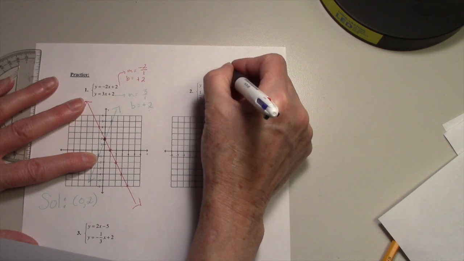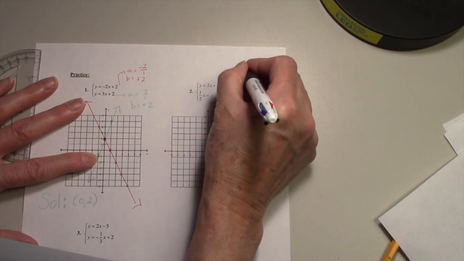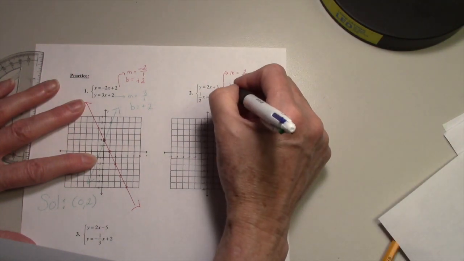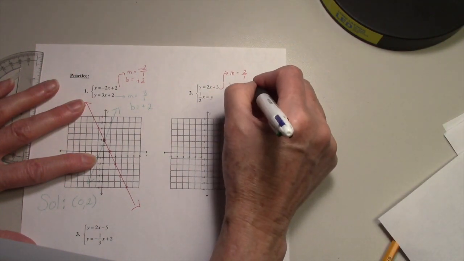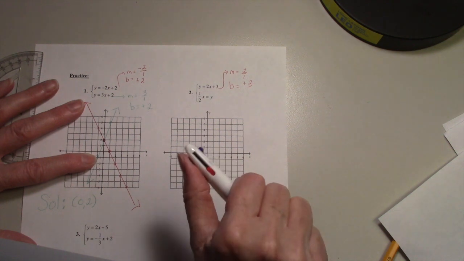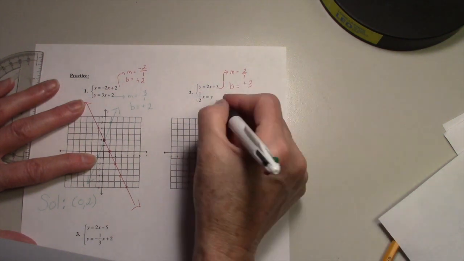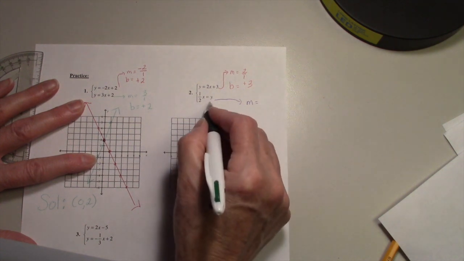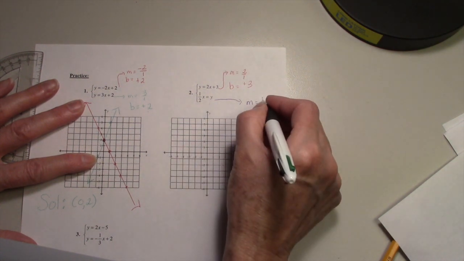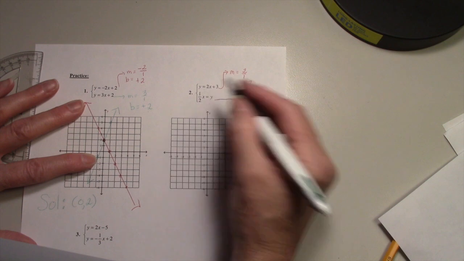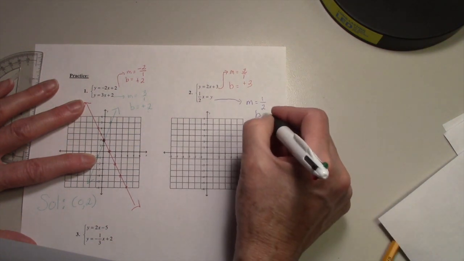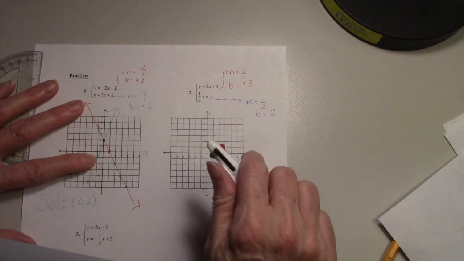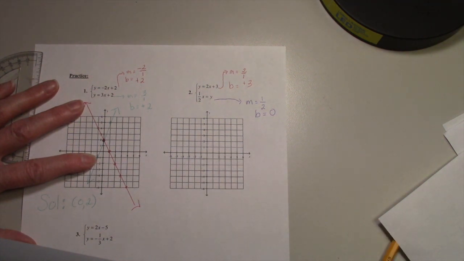Okay, so the M here is 2/1, and the B here is +3. And do the next, this one. The M here, oh, this is interesting. The M is 1/2, right? What's with the X? And the B, there is no B, so it's 0. It starts at 0. All right, so let's go back to red.